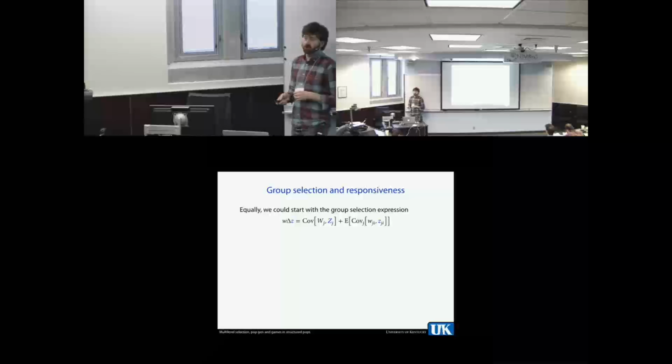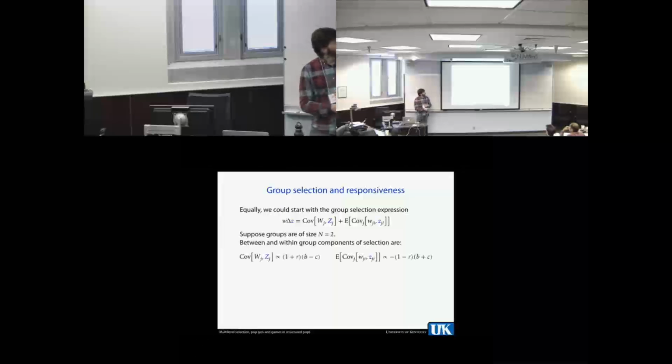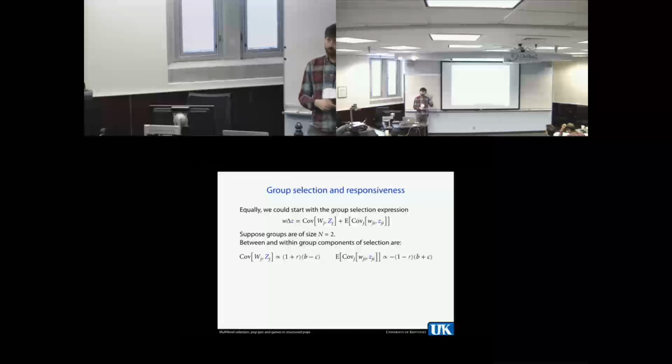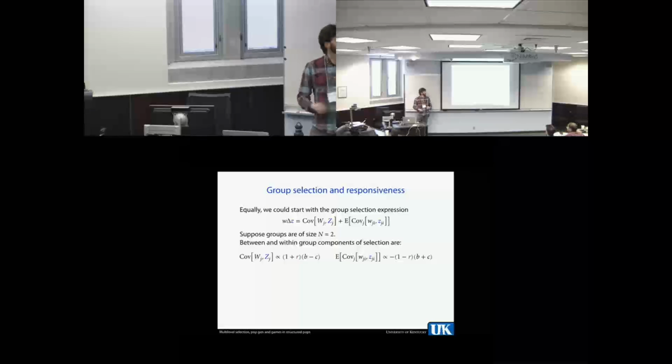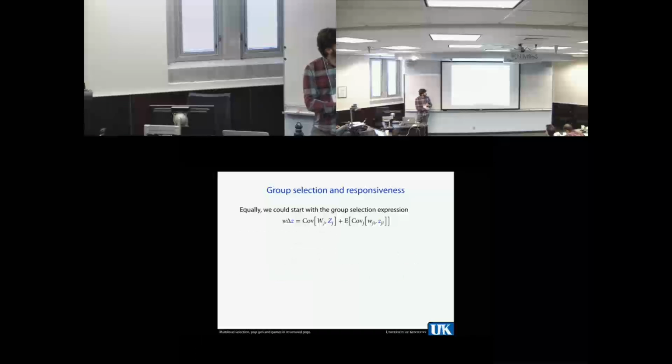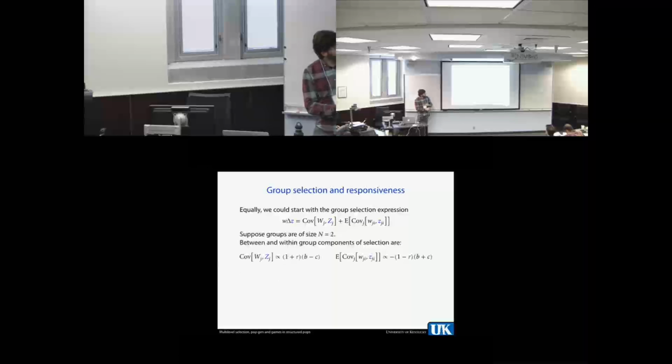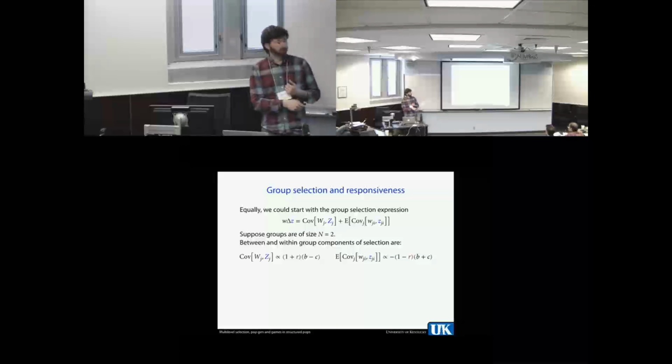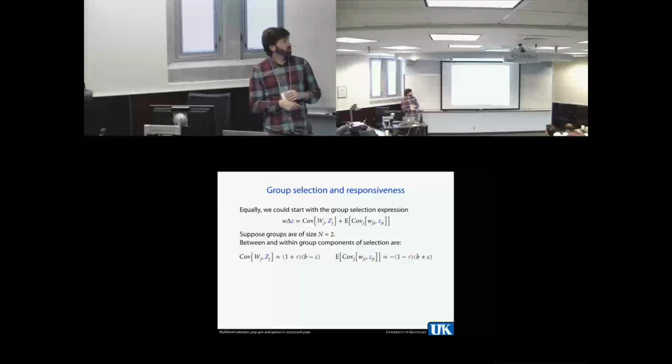Equally, you could start with that group selection partition, this between-group effect and within-group effect of selection. We'll suppose that the social groups are of size 2, so pairs are interacting. If we plug in our costs and benefits, our equation for the fitness of an individual I like we did before, then the between-group selection component is the benefit minus the cost. That's effectively what a group of cooperators might have, times 1 plus r. So this is going to increase if there's more relatedness.